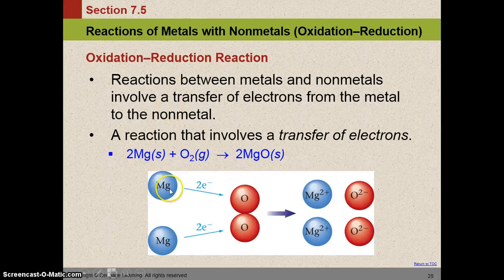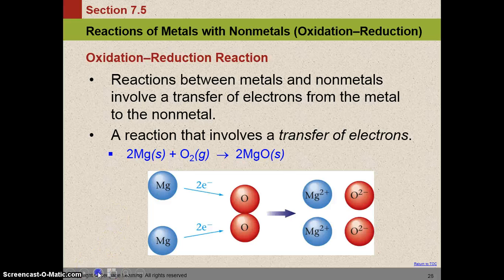And we see this down here with magnesium. Magnesium is in group 2. It tends to lose 2 electrons to become positive. And then we have the nonmetals that gain electrons and become negative. So we have magnesium losing 2 electrons to oxygen, oxygen becoming negative. This transfer is called an oxidation-reduction reaction.